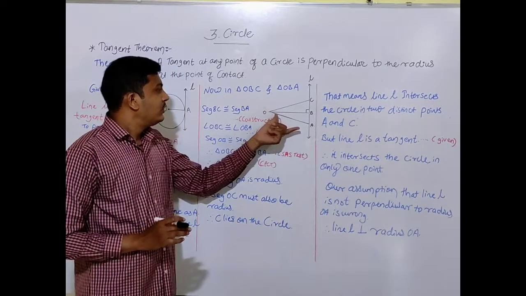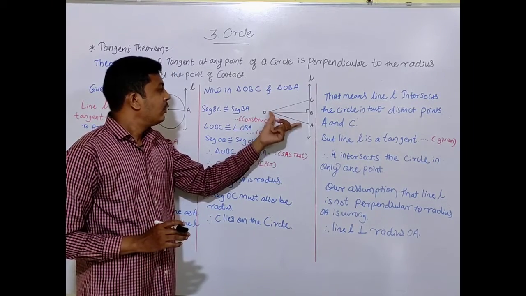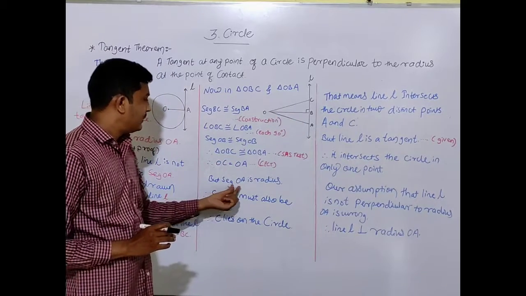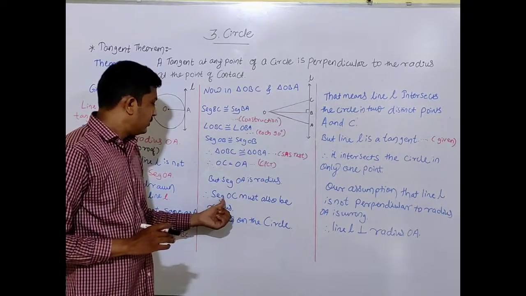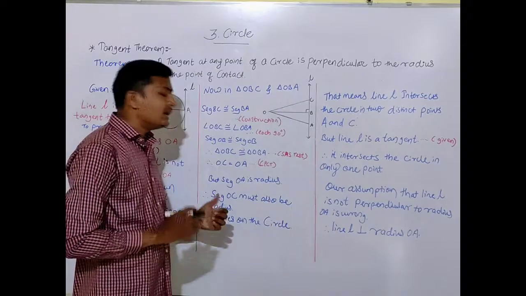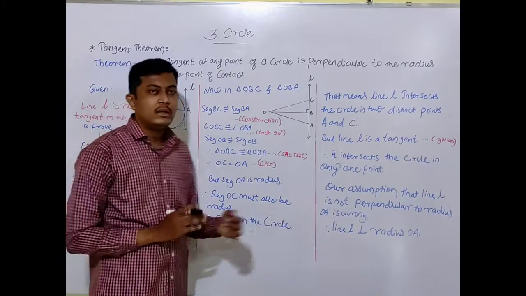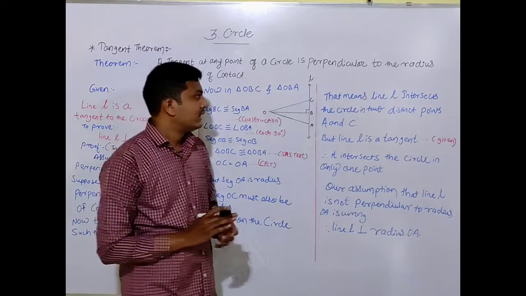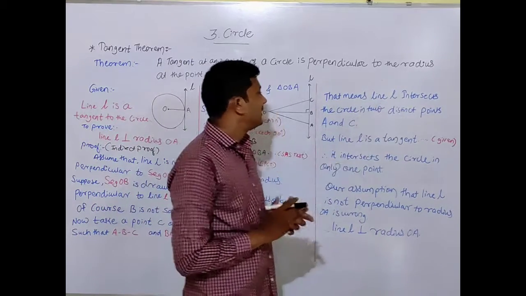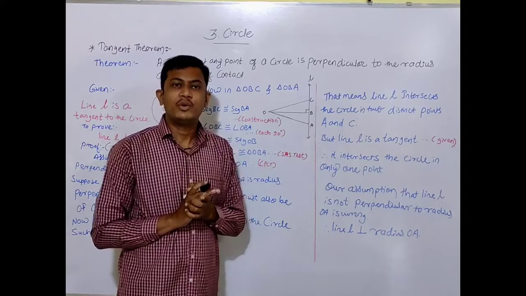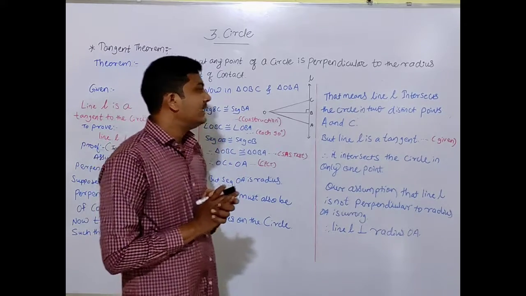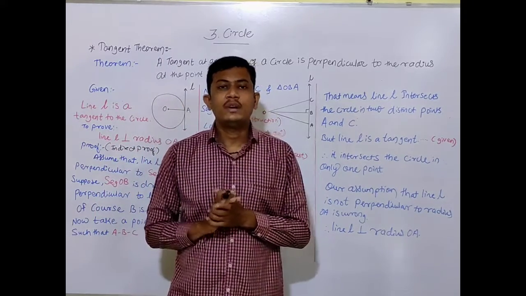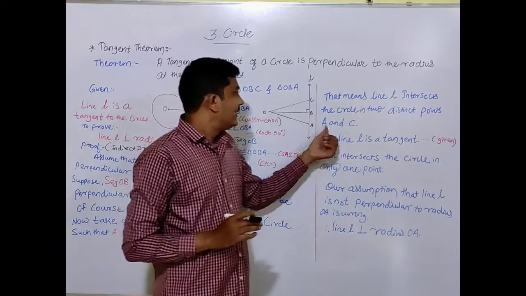And what does OC equal to OA mean? Here OA is the radius, so segment OC must also be the radius, and C lies on the circle. That means line L intersects the circle in two distinct points. If line L intersects the circle in two distinct points, then it forms a secant, through A and C.